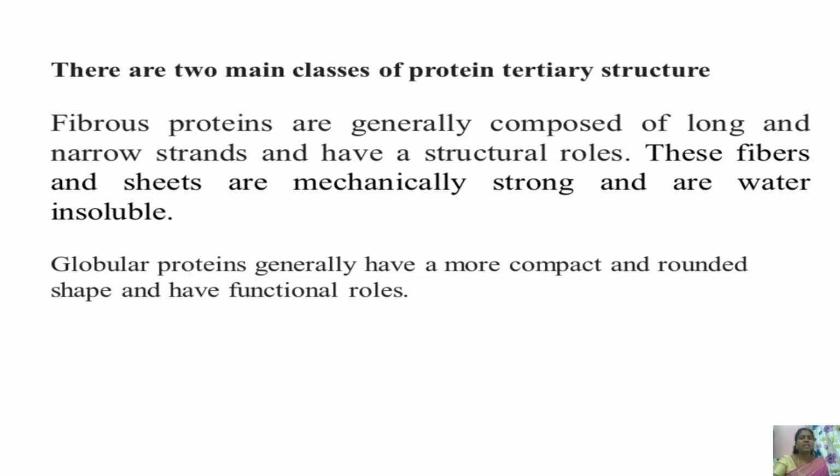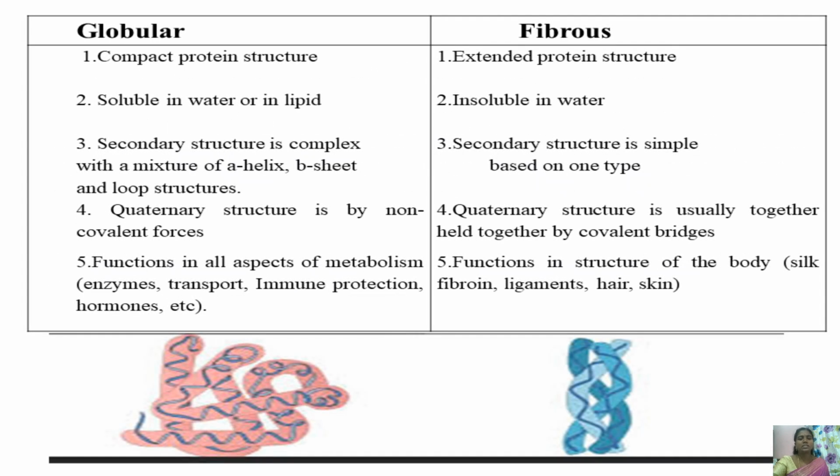And there are two main classes of protein tertiary structure, that is fibrous and globular. Fibrous proteins are generally composed of long, narrow strands with structural roles. So these fibers and sheets are mechanically strong and water insoluble. Globular proteins generally have a more compact, rounded shape and have functional roles. So this table shows the difference between globular and fibrous protein. Globular proteins have a compact protein structure. Fibrous proteins have an extended protein structure. Globular proteins are soluble in water, while fibrous proteins are insoluble in water.